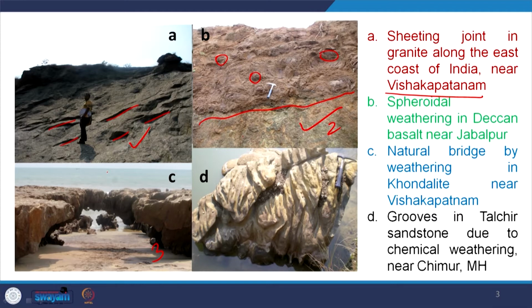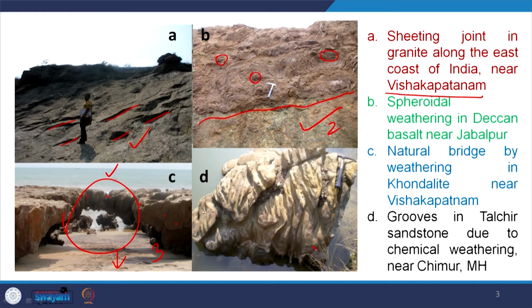Now, the third photograph is also from this Visakhapatnam coast, and you see this is the Bay of Bengal and this side is the continent, and this rock represents khondalites. Khondalites, you know, are sillimanite-bearing metamorphic rock. The main theme of showing this figure is that, if you see, it is a natural bridge. A natural bridge is due to weathering only.